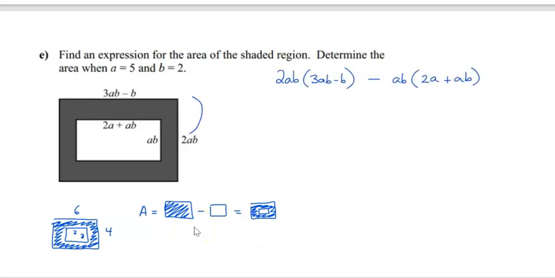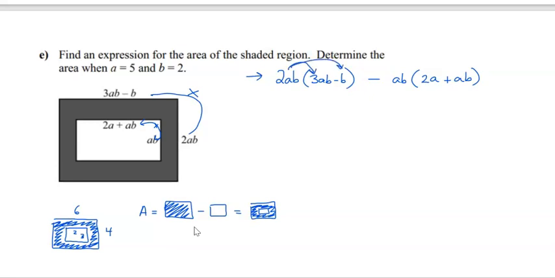So what we're going to do is multiply length times width and length times width to get our two areas, and then we're going to subtract them. So I'm showing that here. 2ab multiplied to 3ab minus b will give us the entire big box, minus the inside, which is ab multiplied to 2a plus ab. So we're going to distribute now.